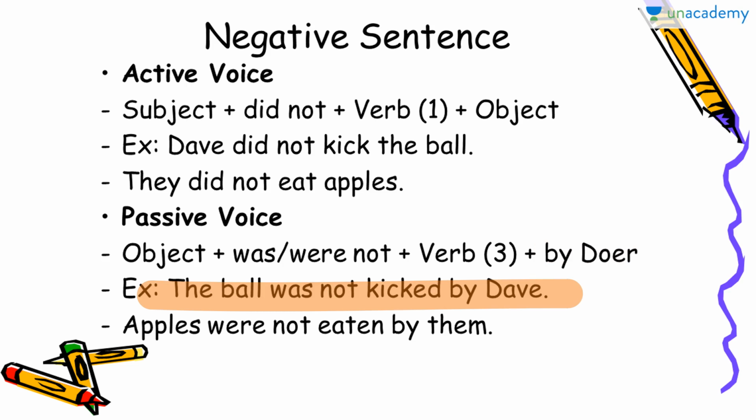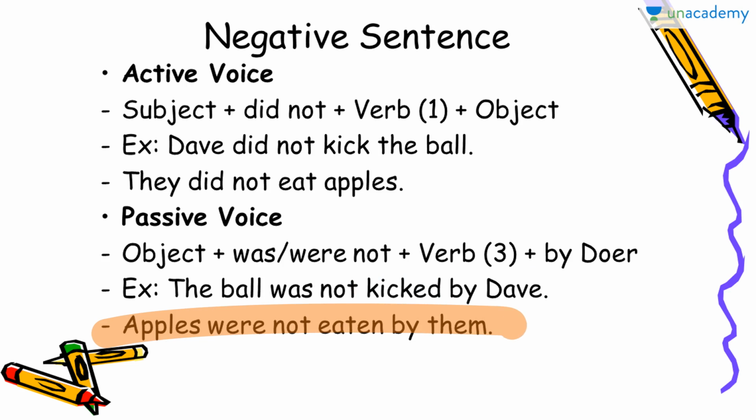So here, the object becomes the subject over here, and takes the place of the subject. Then was, because it's singular, then not, then kicked, which is the third form of the verb, and then by Dave, who is doing the work. Then we see another example.